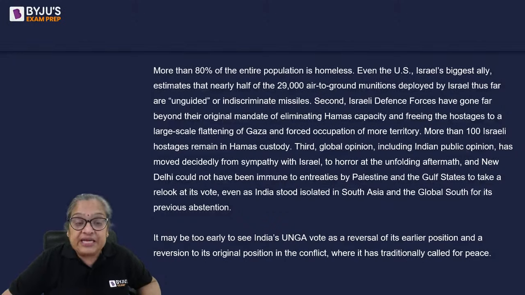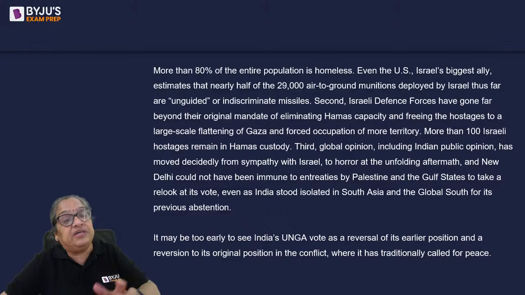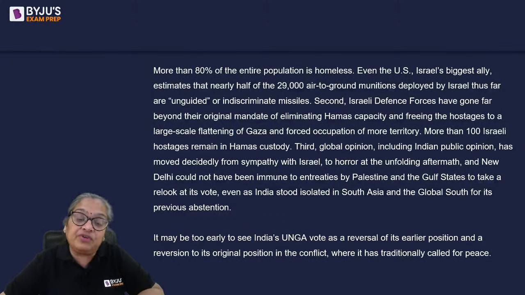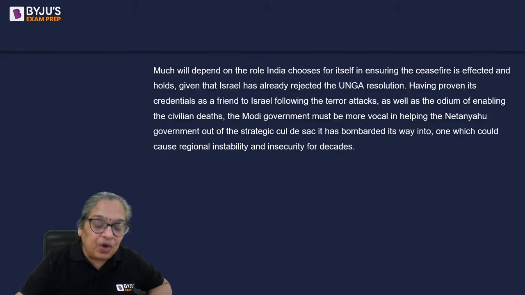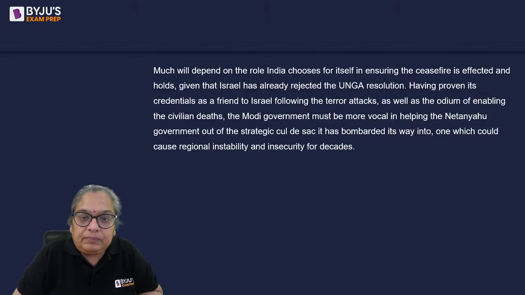Now, the author says it may be too early to say that India's United Nations General Assembly vote is a reversal of its earlier position. We probably shouldn't say that, or a reversion to its original position in the conflict, where it has traditionally called for peace. All right, let's now look at the last slide quickly.